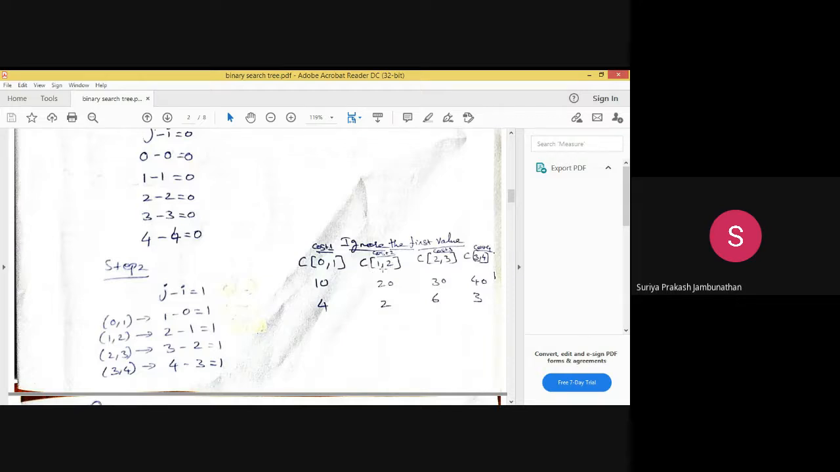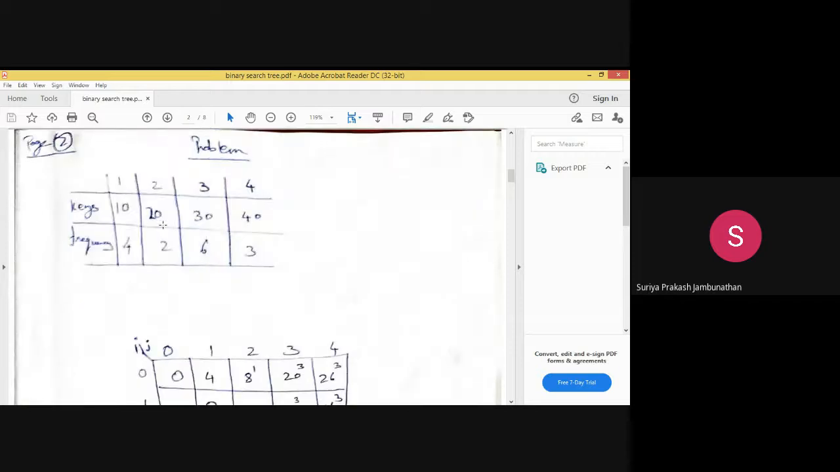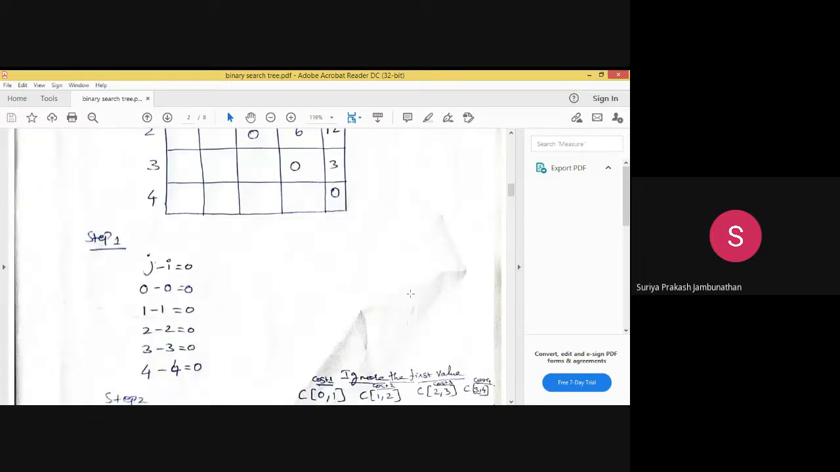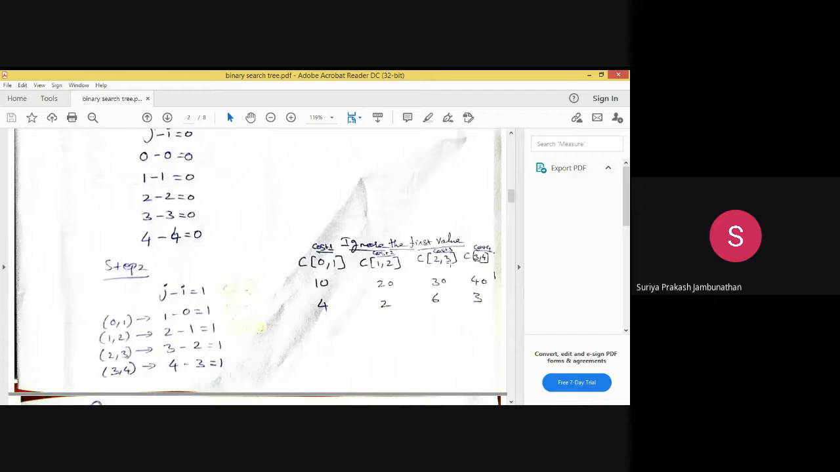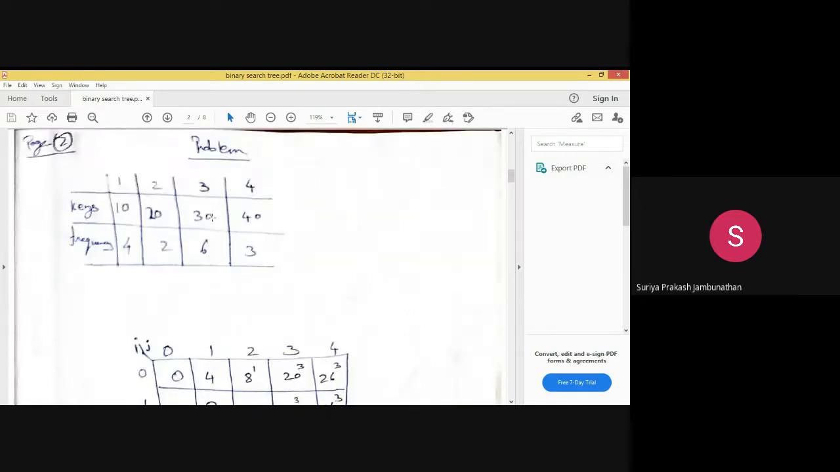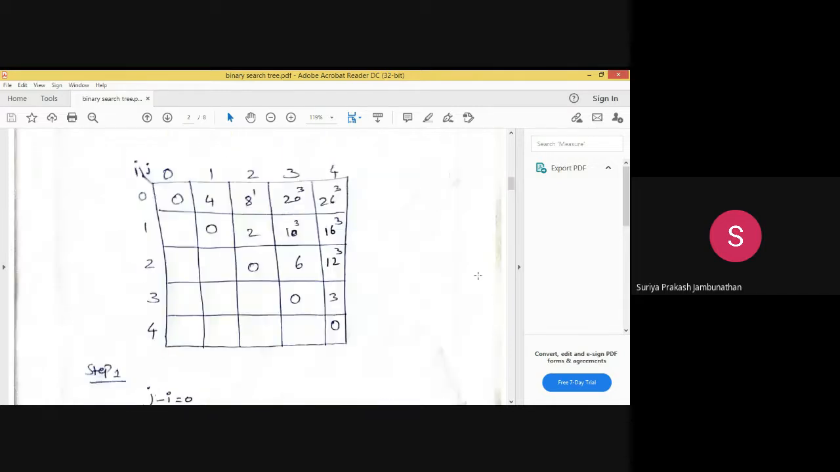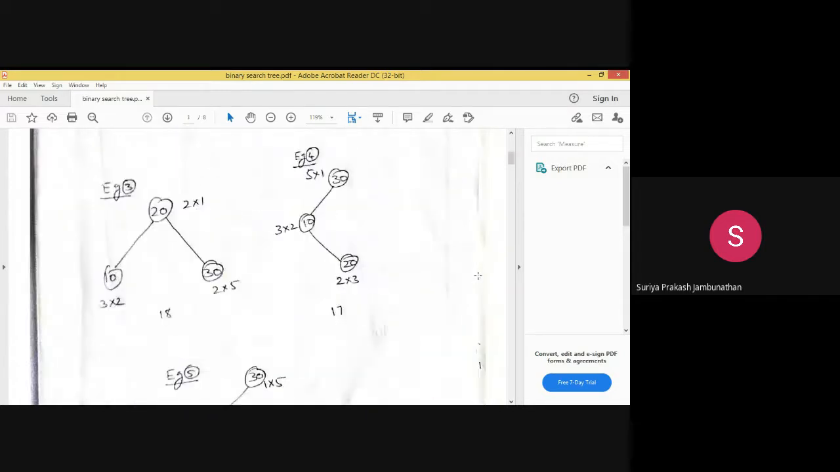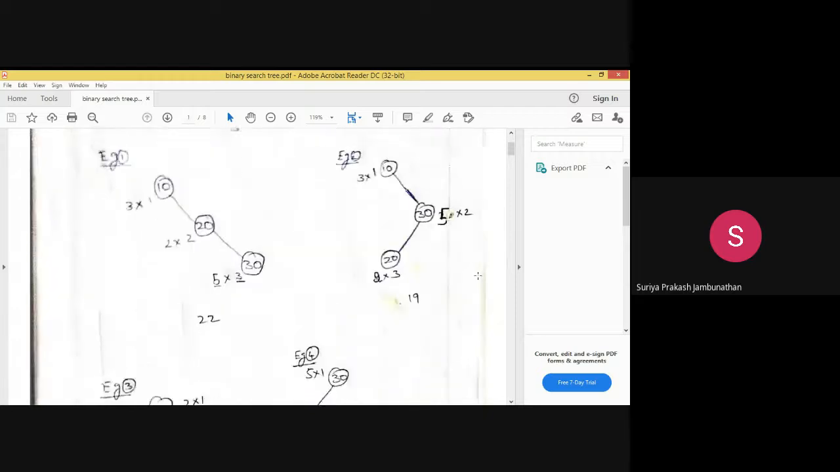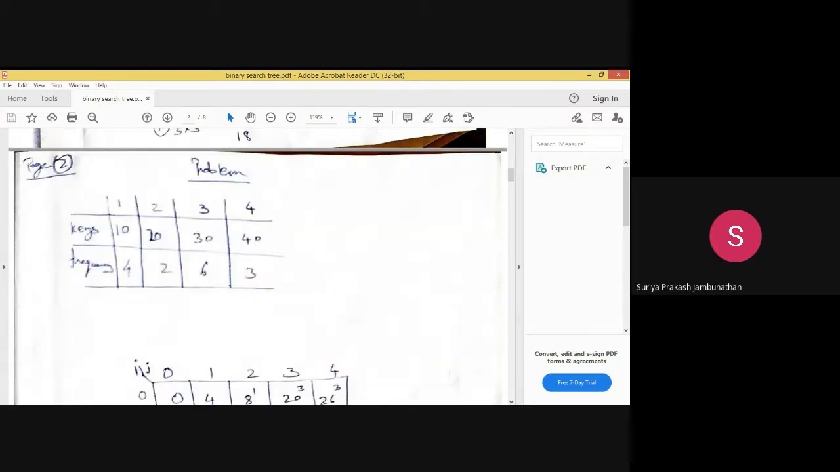The second one, 1 comma 2, means the second one, that is 20 and 2. So 20 and 2 is the second value that we are taking. When you are going for the third one, we have 30 and 6, as per the given problem. And when we are going for the fourth one, it is 40 and 3. 40 is the value and 3 is the frequency. That is the last value that you have in the given problem.